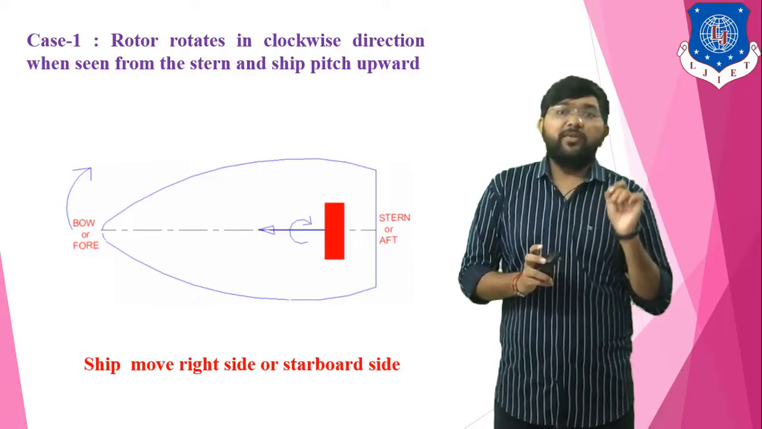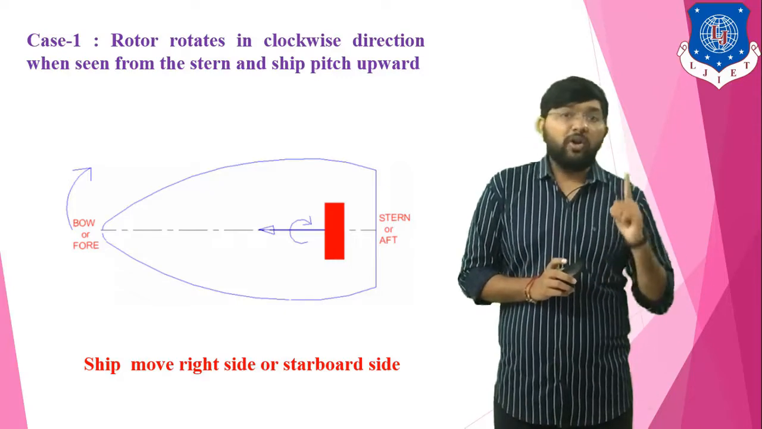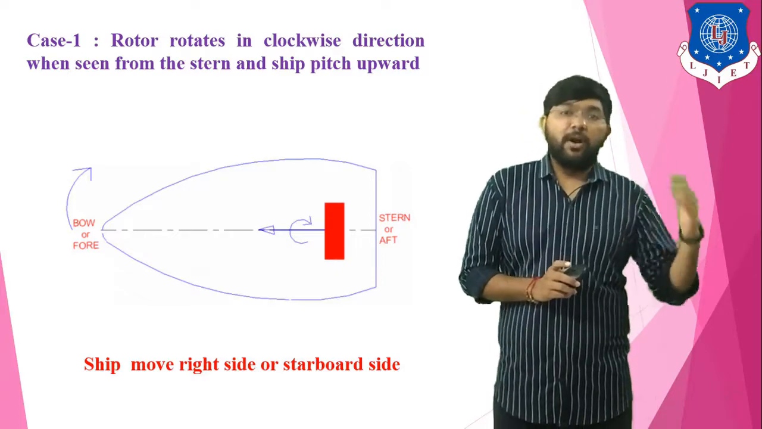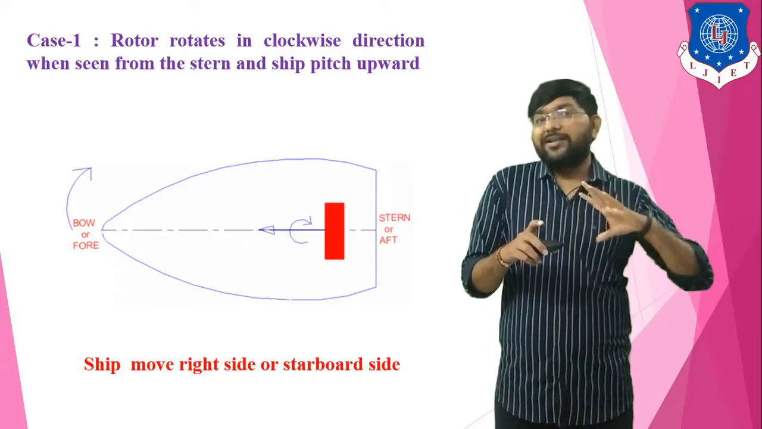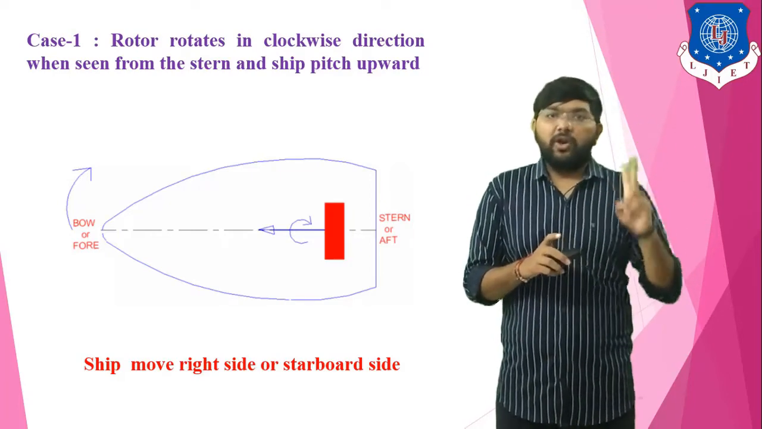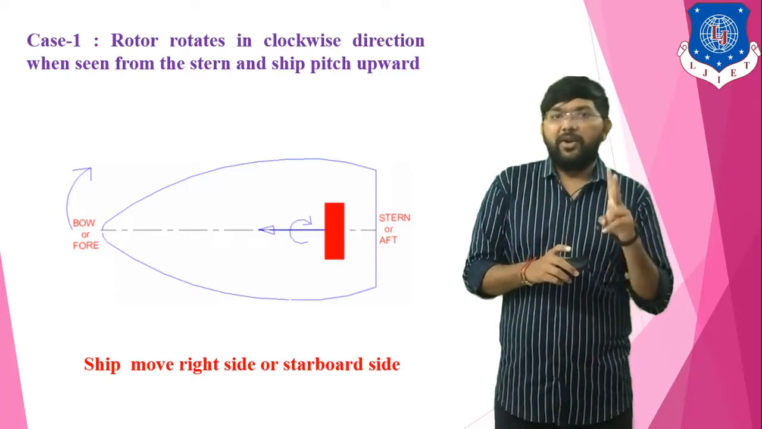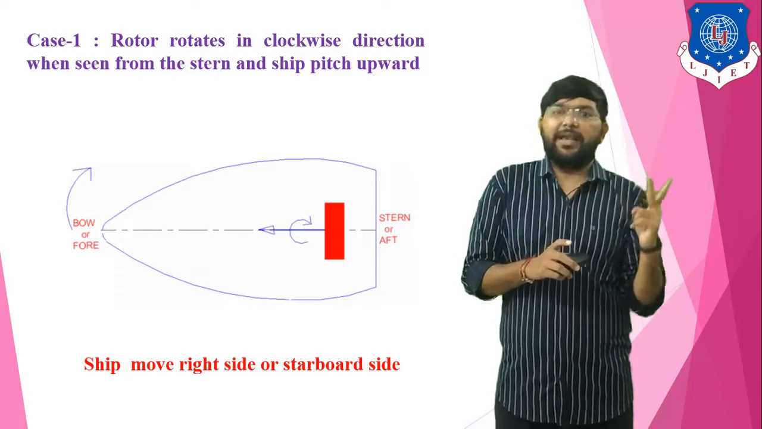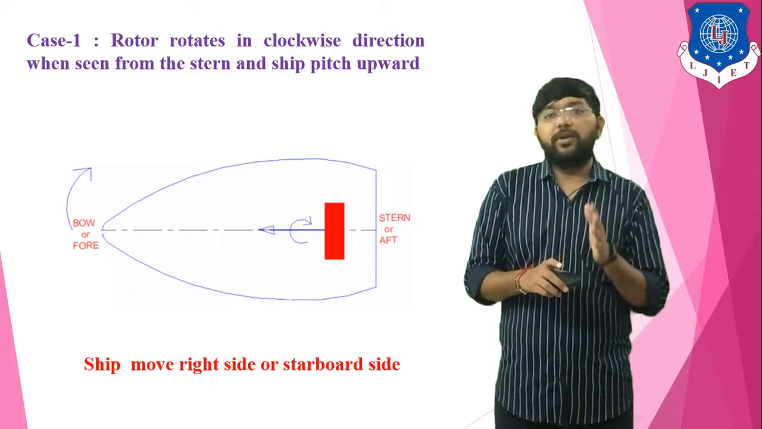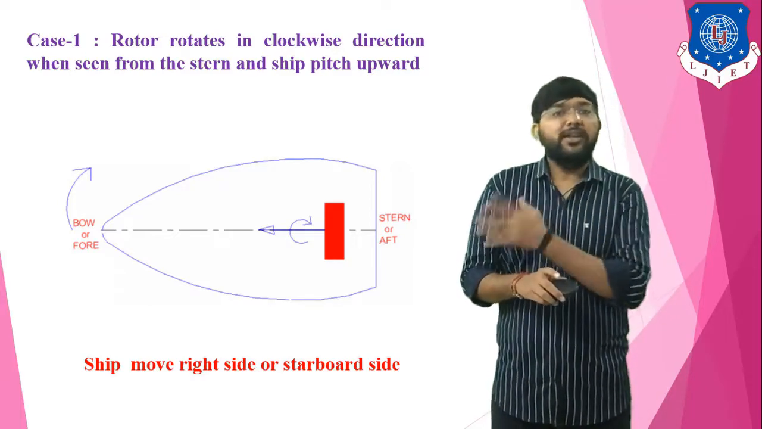Now in pitching motion we have to discuss four cases. Case number one, when the rotor rotates in clockwise direction and the ship pitches upward. Second case, the rotor rotates in clockwise direction and the ship moves in downward direction. Then two cases for the anti-clockwise direction. In all four cases we have to observe the ship from the rear side, that is, from the stern.